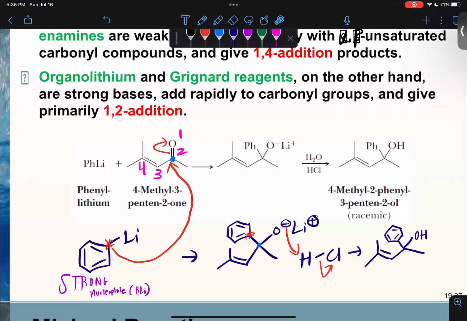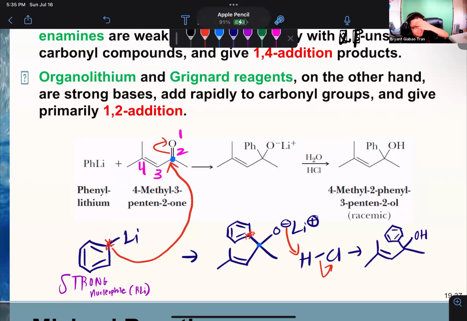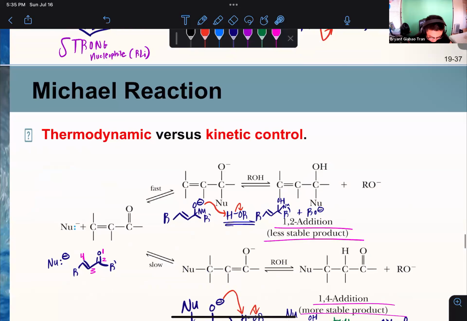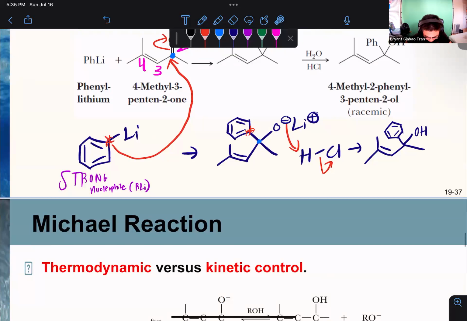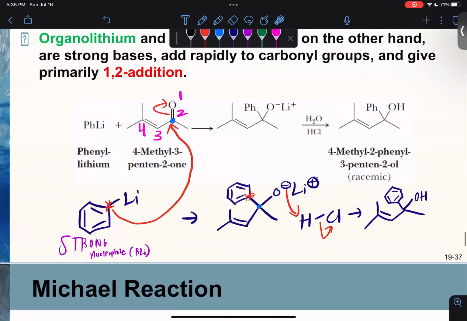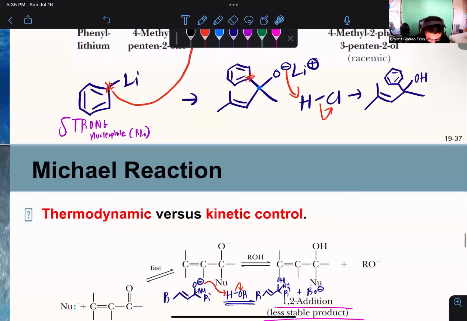Okay, this one's not as bad. Yeah, it's a little bit easier, because it's like a normal carbonyl attack. And same with Grignard, like MgBr. This could be MgBr as well, and any group attached, the RMgBr. Okay, perfect.